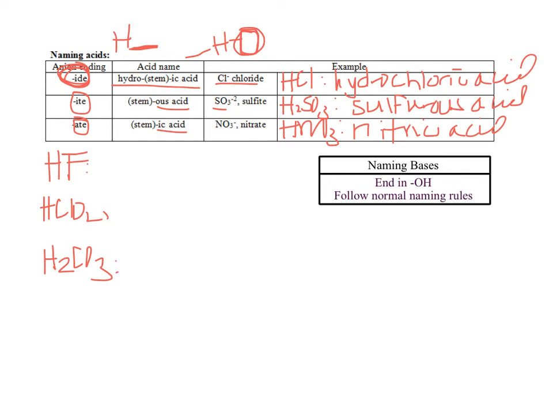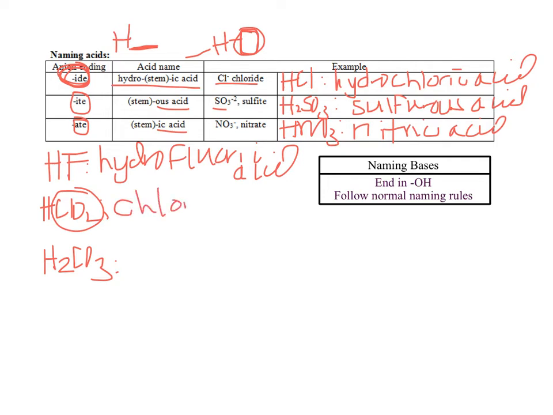So HF would be hydrofluoric acid. HClO2, that group is called chlorite, that polyatomic. So ite goes to ous, that would be chlorous acid. And then the next one, that's carbonate, so this becomes carbonic acid.